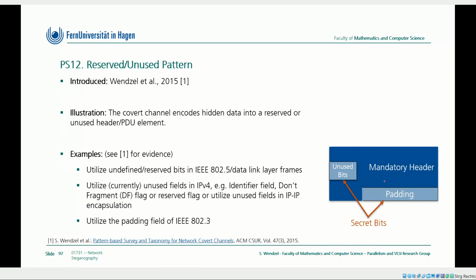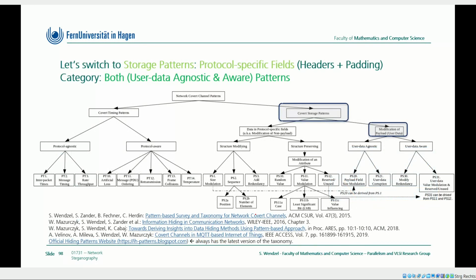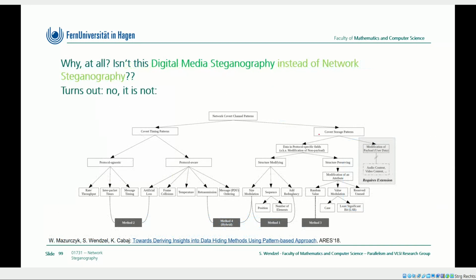Okay, reserved unused: we simply override some reserved or unused header fields. It works for several protocols and their fields, so I think this is rather clear. And then we finally reach the modification of payload. The question was, is this actually feasible? Is this digital media steganography? Because originally we said, okay, this requires some extension, but is this really feasible under the umbrella of network steganography? Well, yes, it is. It's not necessarily only digital media steganography.